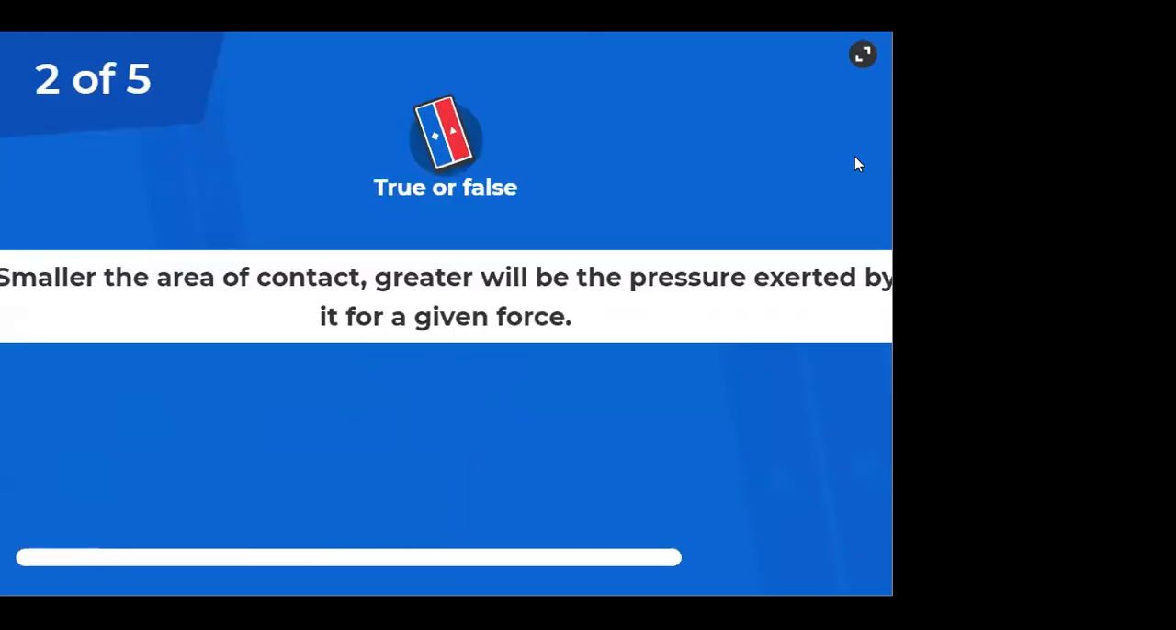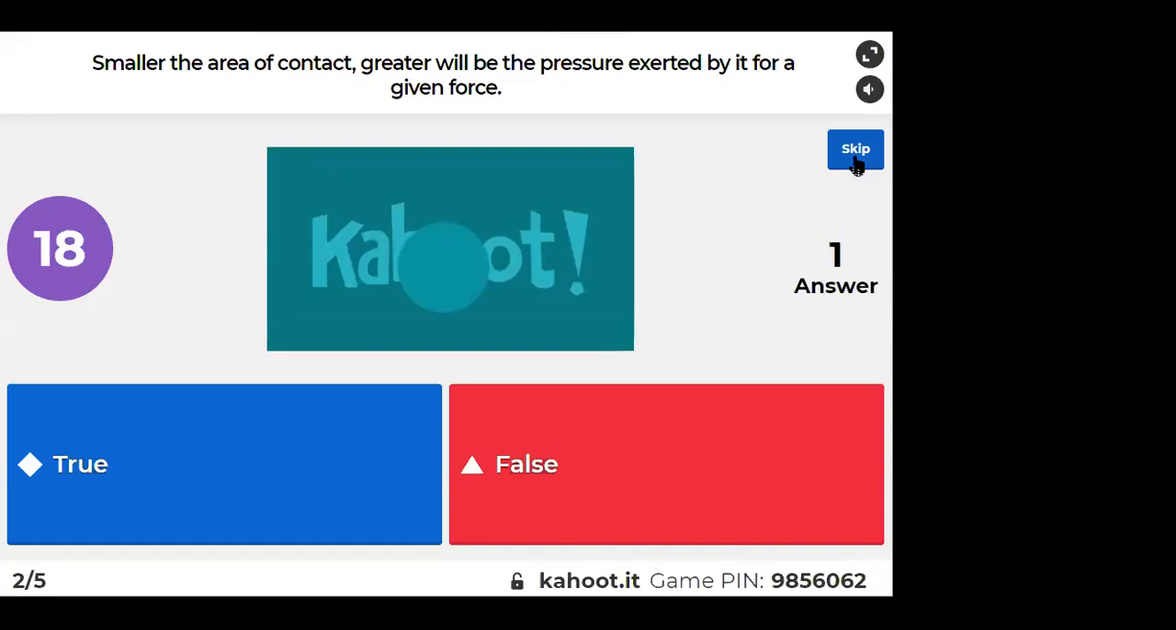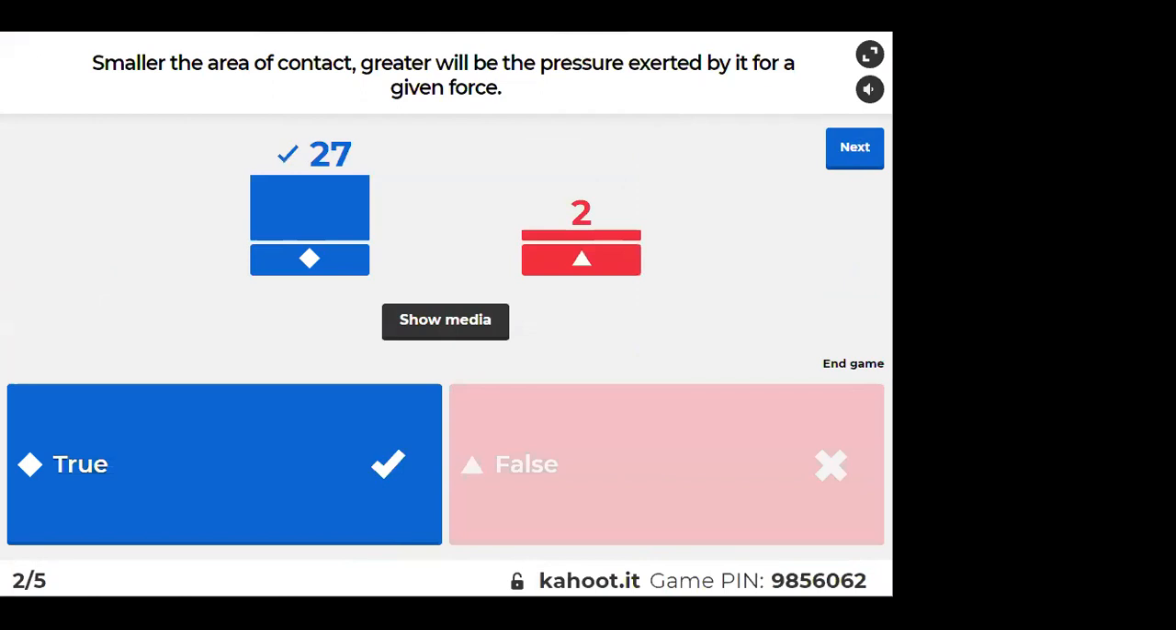Smaller the area of contact, greater will be the pressure exerted by it for a given force. True or false? Everyone should answer this. We have discussed this in the past. I will explain this, with the example of a pin also. Pressure is directly proportional to force and inversely proportional to area. So area more, pressure less. Area less, pressure more. Okay?